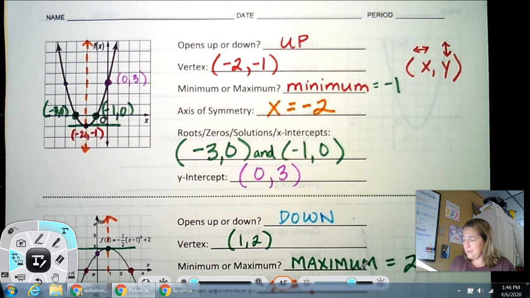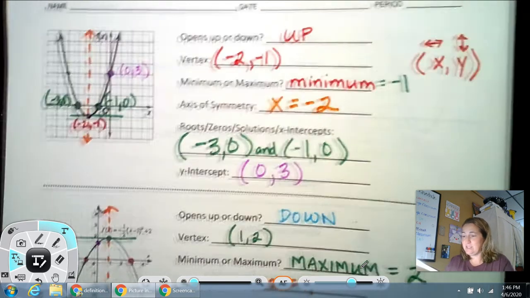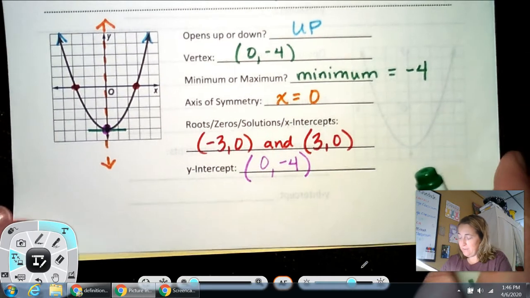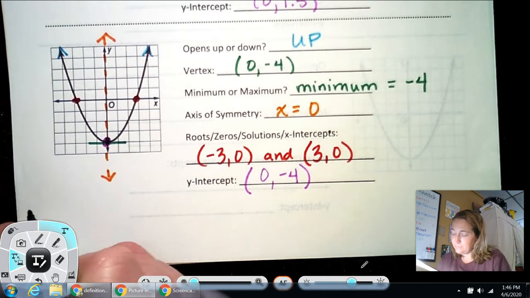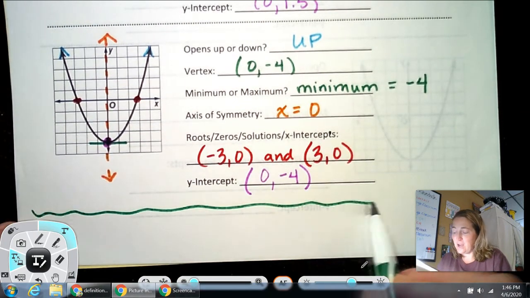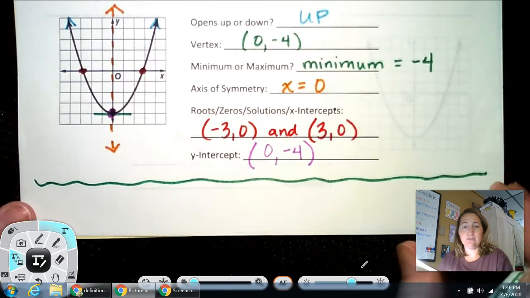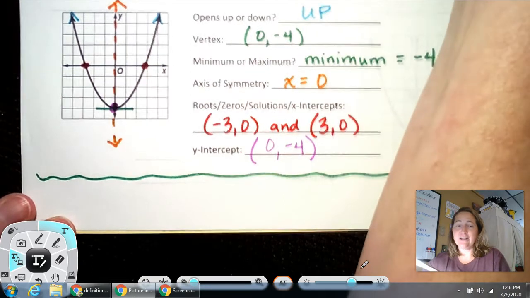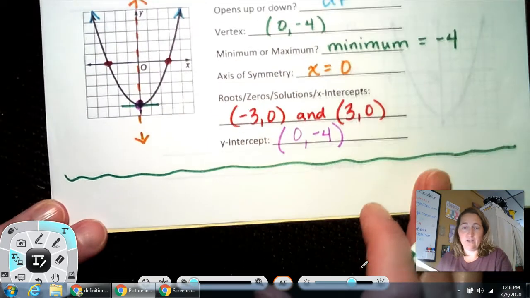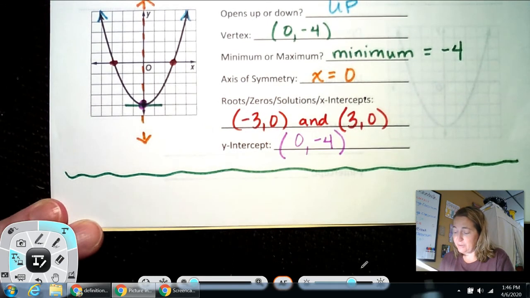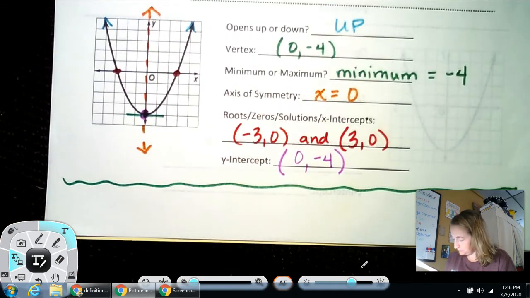Now, one thing I'm going to add, and I'm just going to add this at the bottom. I didn't print it out for you, but make yourself a little note down here. These three examples all had two roots, two zeros, two x-intercepts, two solutions. There are actually three possibilities when you're asked about solutions or roots of parabolas.